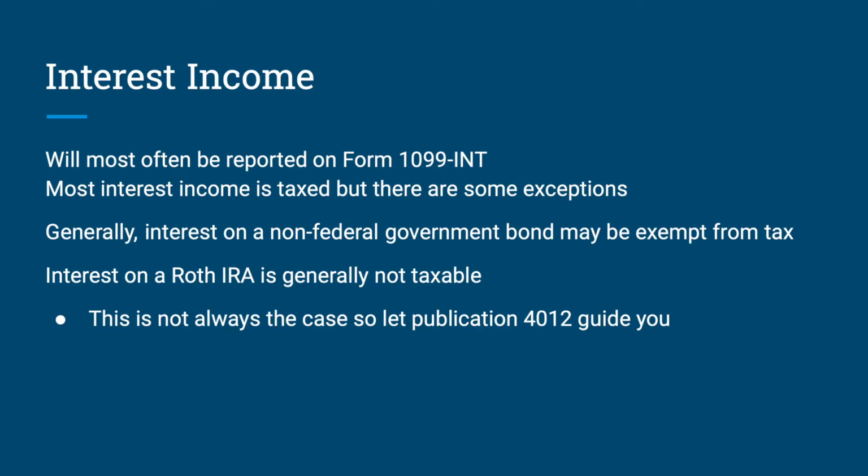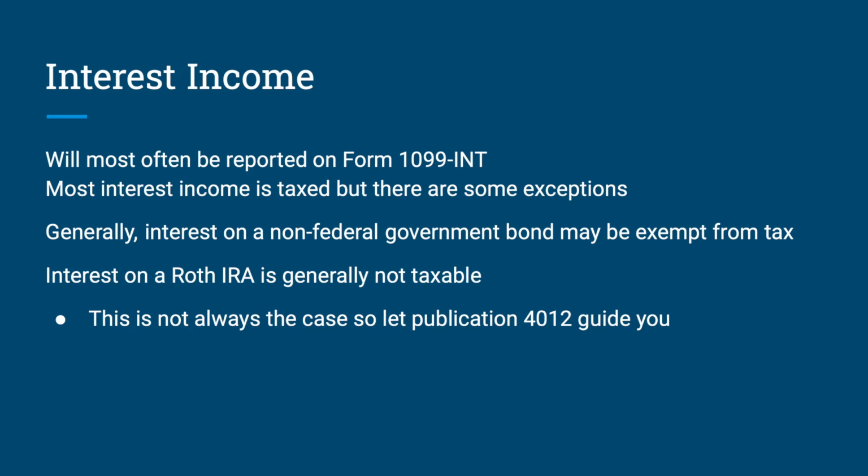And so moving on to our next stage of income, I know it's going to feel like a bit of a string of me just talking about the basics of each kind of income, and that's pretty much what this is. We're just going to keep moving down the line here, going through each type of income that we generally see. And so for interest income, it's most often going to be reported on Form 1099-INT. And most interest income is going to be subject to tax, but there are some exceptions.